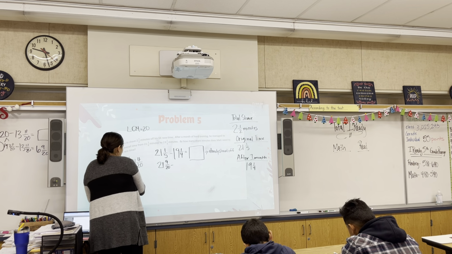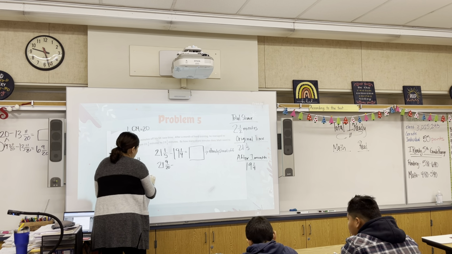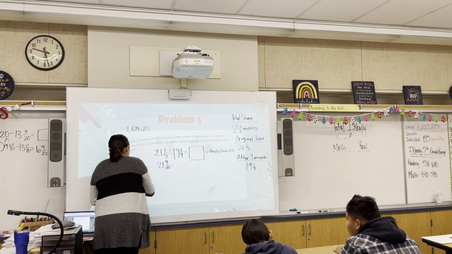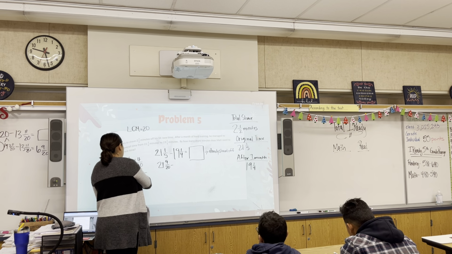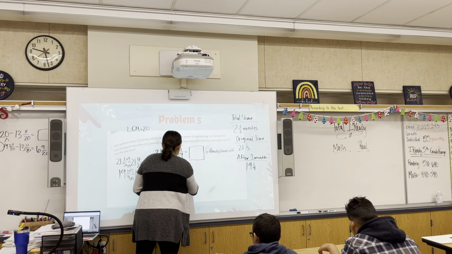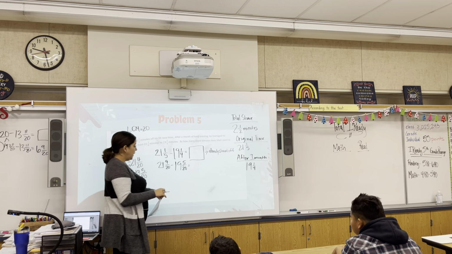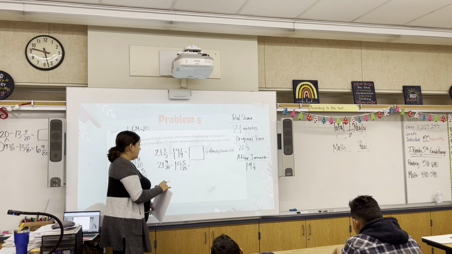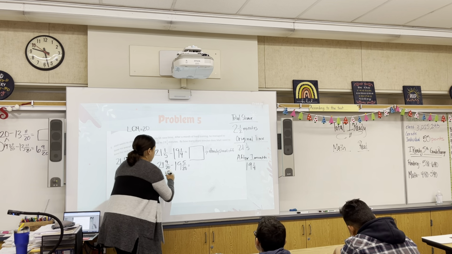19 and 1/4 is equivalent to 19 and something over 20. So 4 times what gets me to 20? 5. Whatever I'm doing to the denominator, I'm doing to the numerator. 1 times 5 is 5, so 19 and 5/20, okay? Can I subtract this? Yes. You have to borrow. We have to borrow.